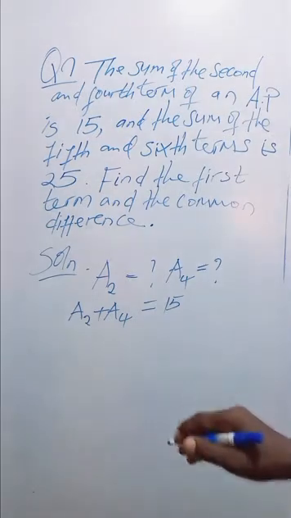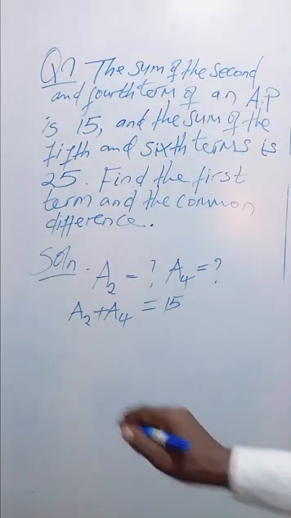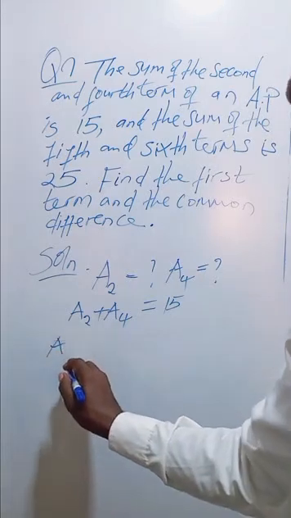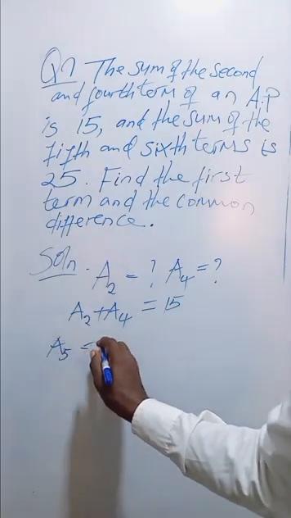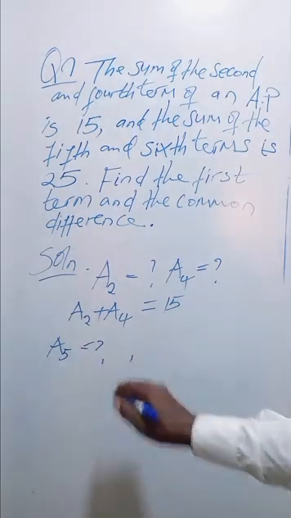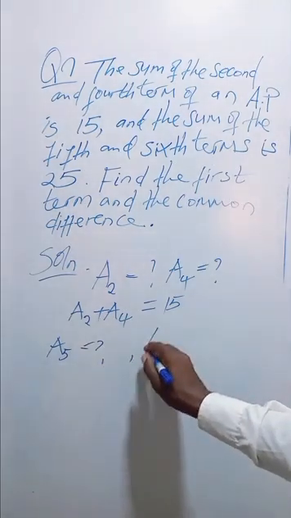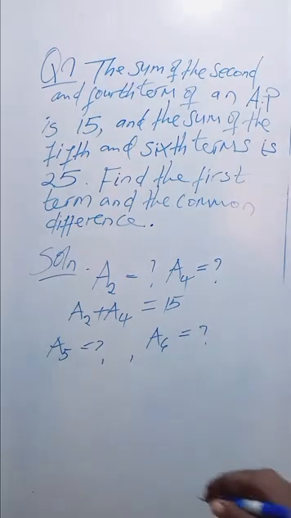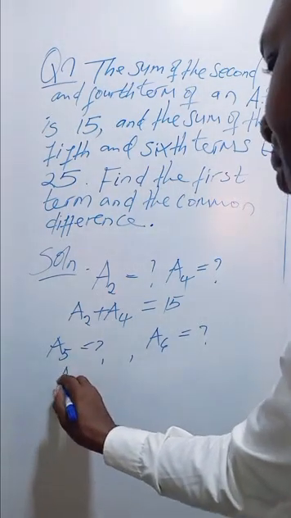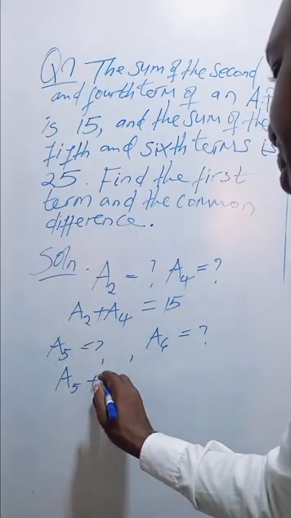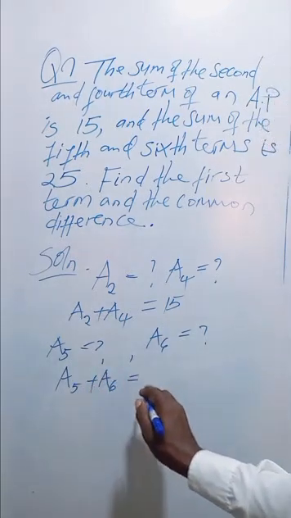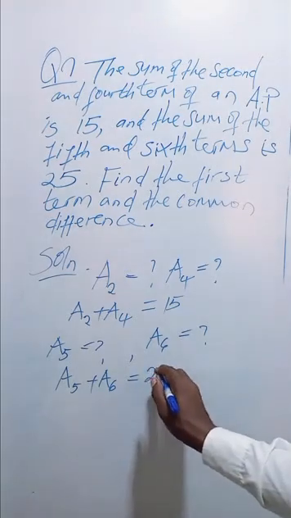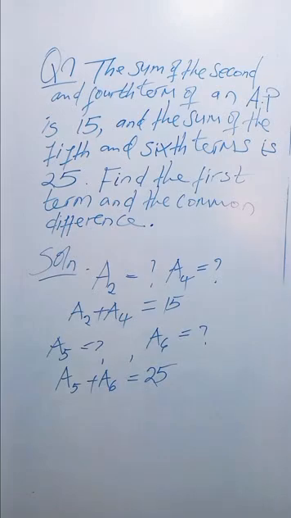And the fifth term as per AP is represented as A5. This one is not known. And the sixth term, this is A6. This one also is not known, but we know their sum, that is A5 plus A6 is equal to 25. So this is the information we have from the given question.